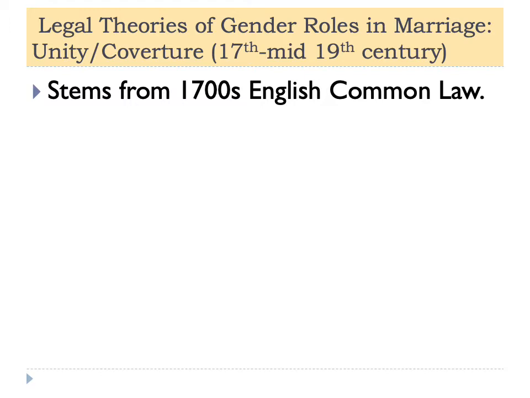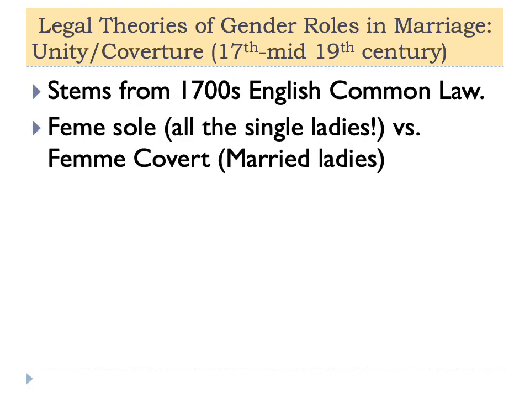The first theory we're going to look at is the one called unity in coverture. It stems from the English common law from the 1700s. That is the way that courts considered marriage and how they treated marriage, and how that precedent in the court went on to define how societies treated marriage within their common law or public policy.